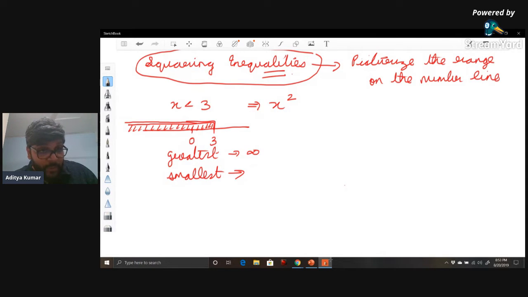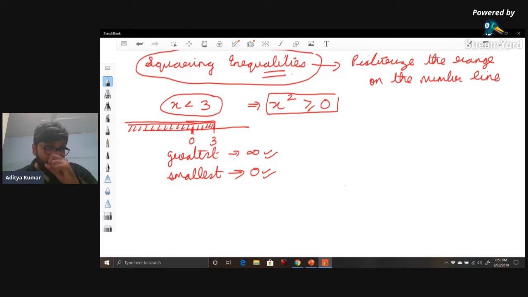The smallest value of x square would be 0 square, which is 0. Because when you're traveling from 3 to minus infinity, think about it. If I consider, say, 2.9, 2.8, then 2, then 1, then 0, then minus 1, minus 2, minus 3, till minus infinity, if I square all of those values up, all of those values are going to be positive. The smallest value I can get is 0. So when x is less than 3, the range of x square should be greater than or equal to 0. 0 will be the least value that you can get, and infinity would be the greatest possible value that you can get.